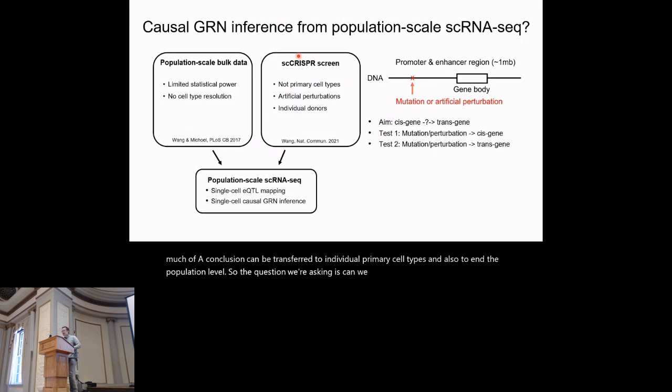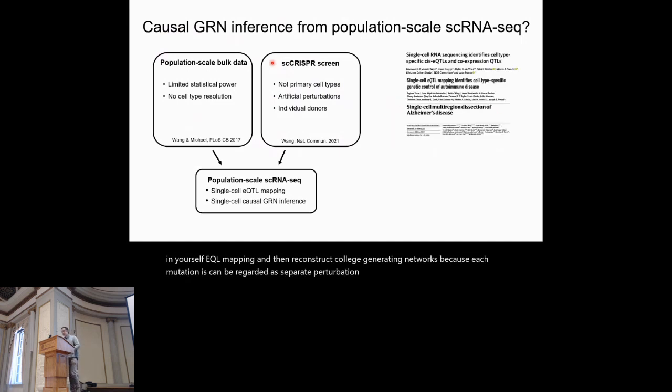So the question we are asking is, can we use population scale single cell RNA-seq data to combine these two approaches to hopefully get the best of both, and therefore first perform single cell eQTL mapping, and then reconstruct causal gene regulatory networks, because each mutation can be regarded as a separate perturbation? There are indeed many population scale single cell RNA-seq datasets available, tens already.